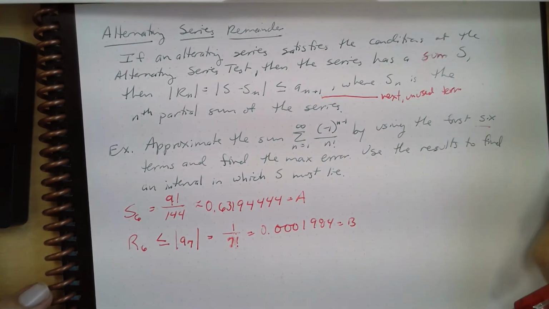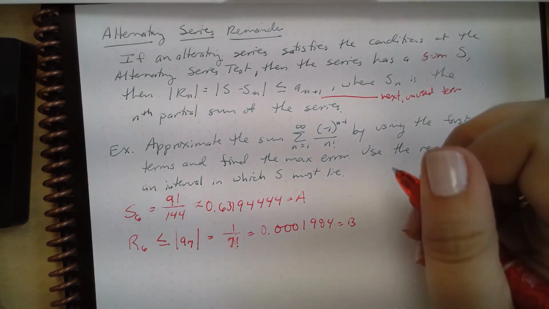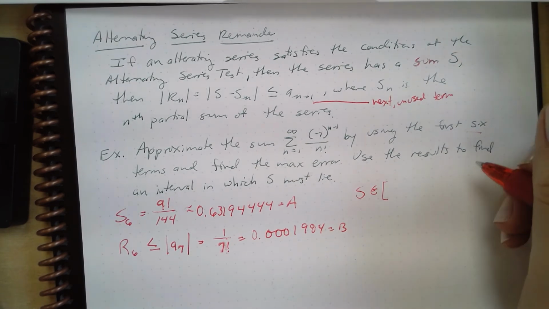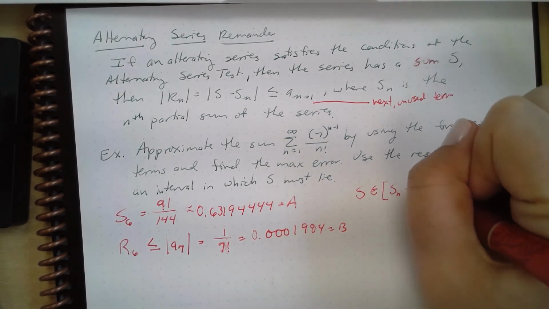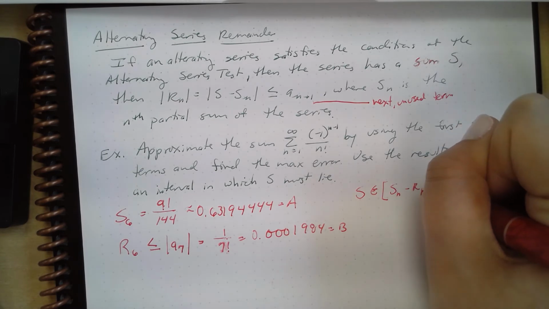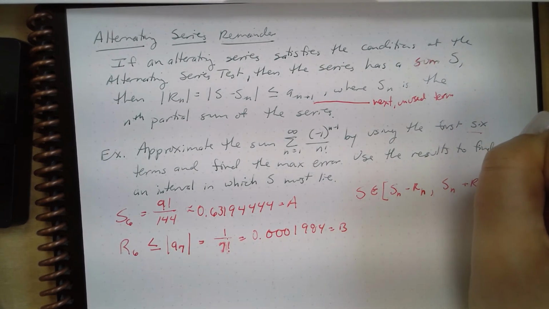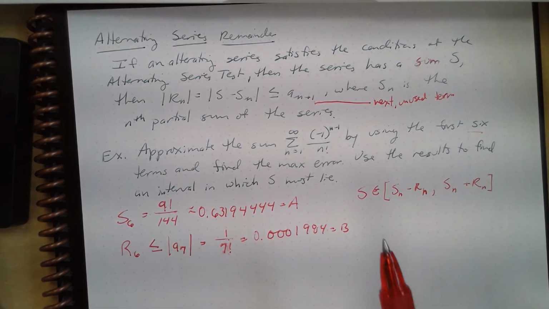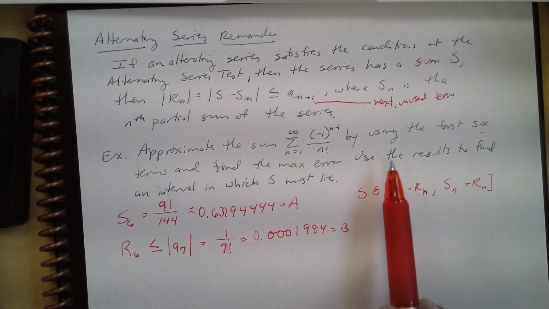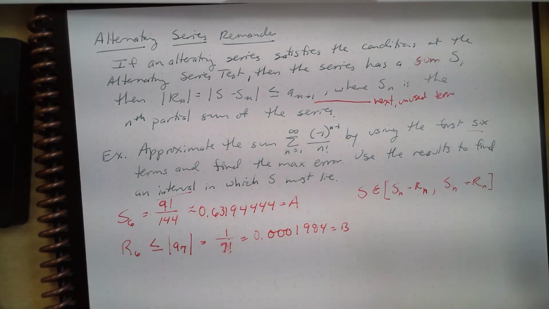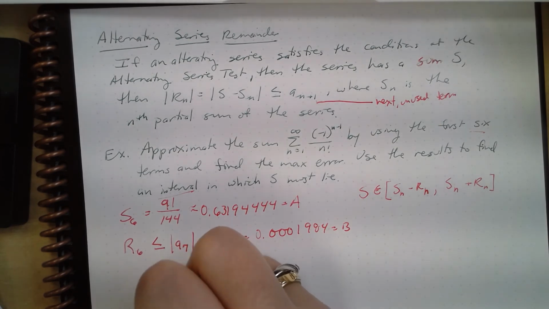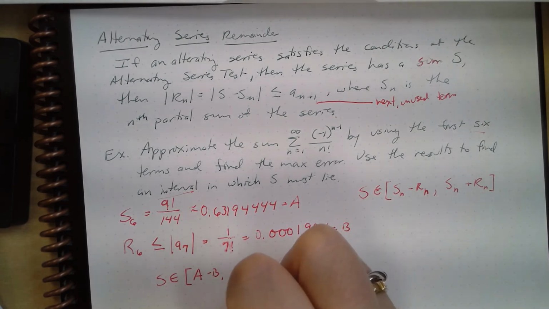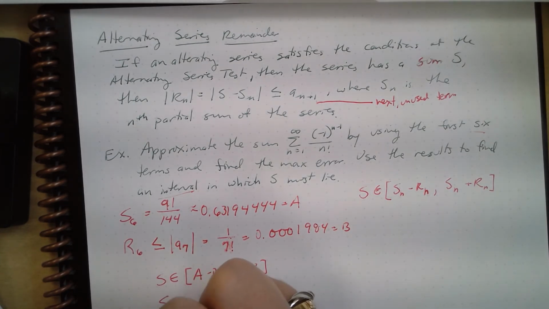Okay, so now what I didn't write here is that our S must lie within S sub n minus R sub n and S sub n plus R sub n. Okay, so that's what S has to actually lie within. And now I can use all of this information to write the interval that S must lie in. So my interval S must be contained within A minus B comma A plus B.